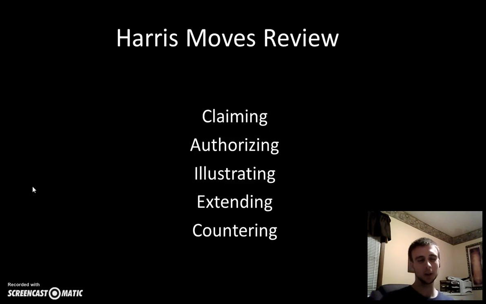Alright, today we're going to look at the Harris moves. We're going to do a little bit of review. First we've got the claiming, we've got the illustrating, the extending, the authorizing, and then last but not least we've also got the countering as well. These are some things that we're going to look at.